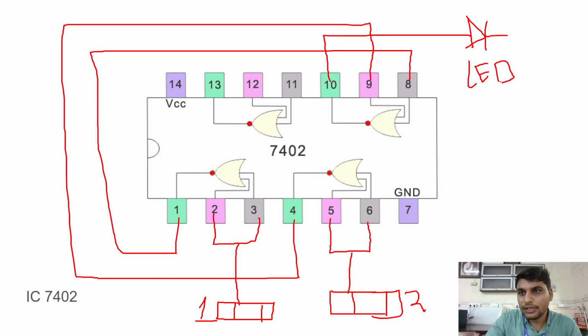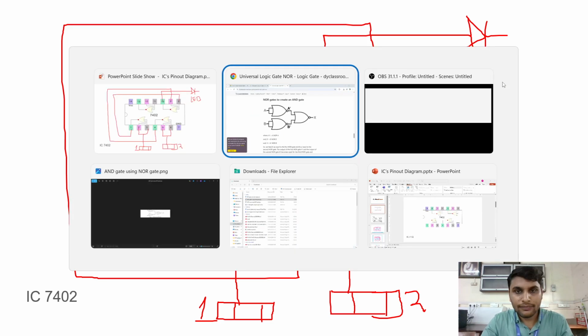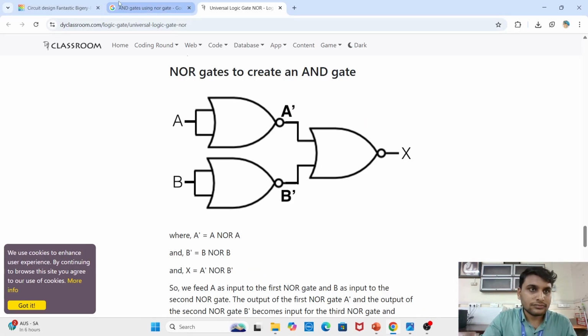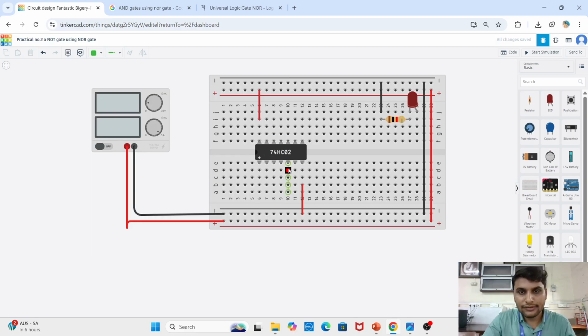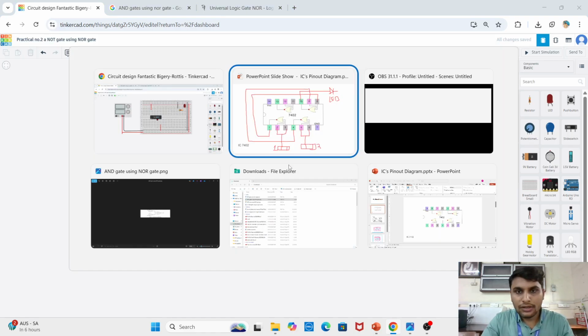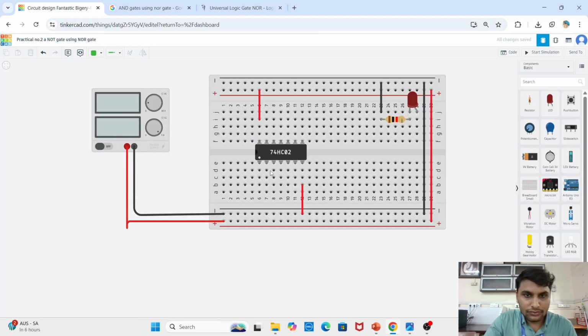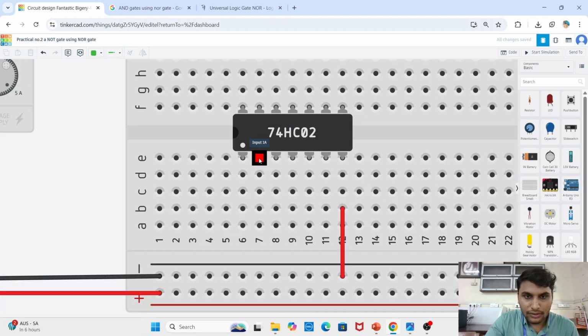So let's do the connections on Tinkercad. So how do we do it on Tinkercad? Okay, so that is your IC number 7402. First, we have to make a NOT gate of gate number 1 and gate number 2. The first gate has inputs at pin number 2 and 3. So pin number 1, 2, 3. That is your first gate. So connect pin number 2 and 3 together.